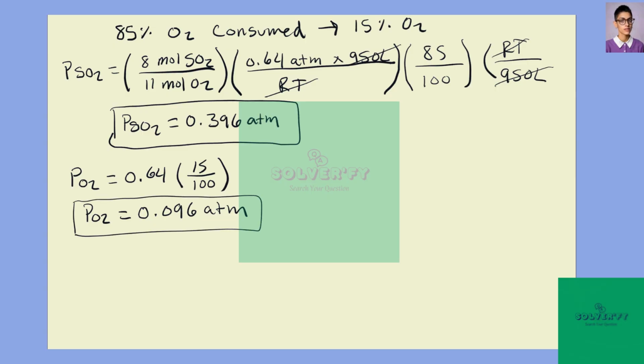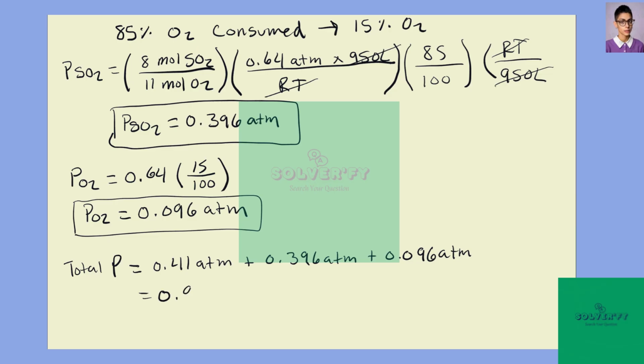All right, and this is our pressure for oxygen. So now to get the total pressure, we just add all the partial pressures together. So 0.41 atmospheres for nitrogen plus 0.396 atmospheres for sulfur dioxide plus 0.096 atmospheres for oxygen. So when we add this together, our total pressure is going to be 0.902 atmospheres. And this is our P total.